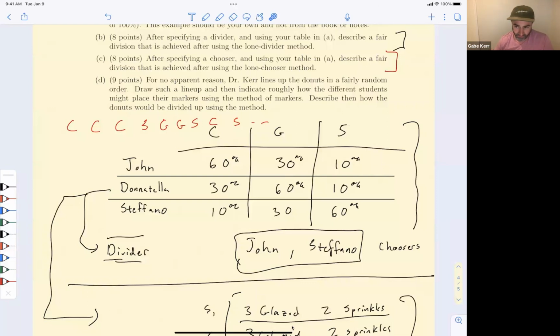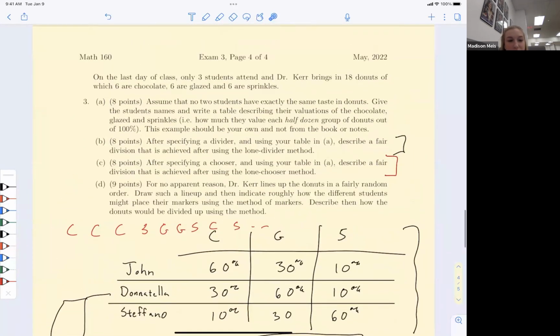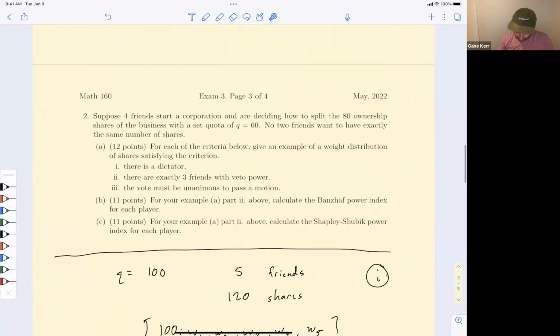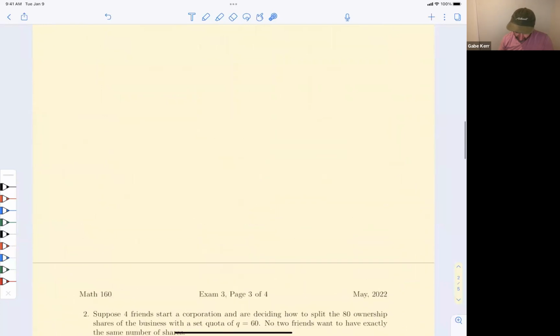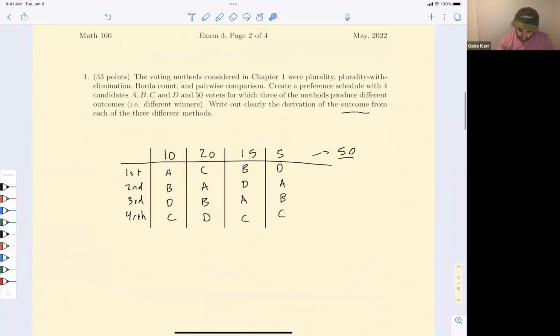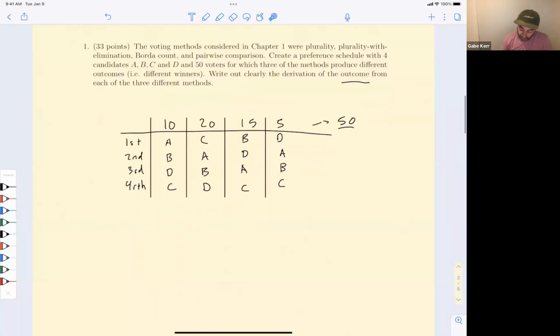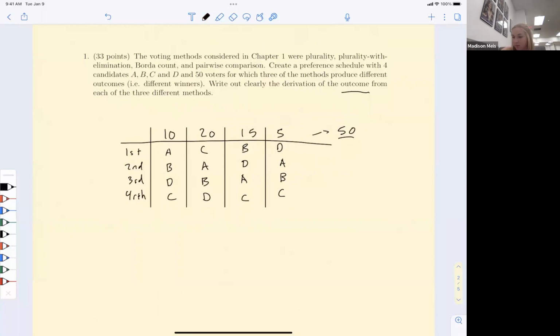Anyone who has questions, you can feel free to throw one in. Can we talk about plurality with elimination? Yeah. What in particular are you thinking here? So maybe we could do it for this one here. Okay. Yeah, that'd be helpful. Sure. So, plurality with elimination.